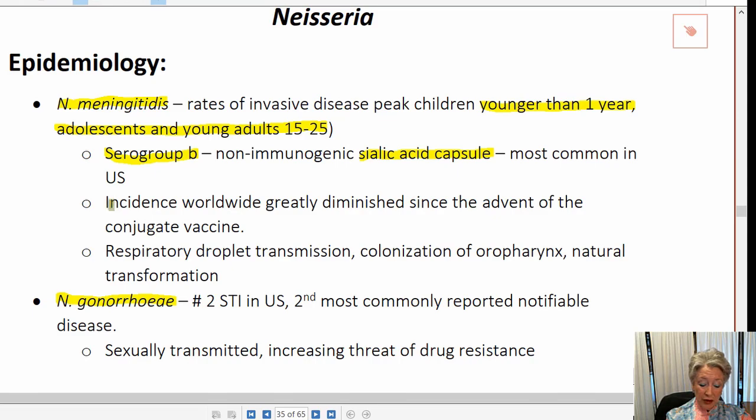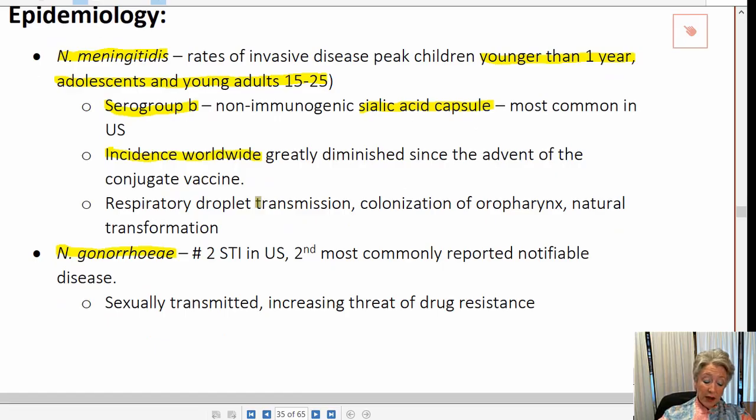Now, the incidence worldwide has diminished tremendously since the advent of the vaccine. The organism is transmitted by respiratory droplets, and after colonizing the oropharynx, remember we spoke already about the issue of being a natural transformer and therefore able to acquire new capsular types that are resistant to the immune response.